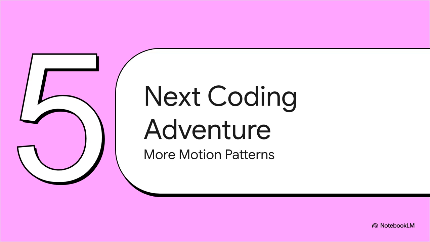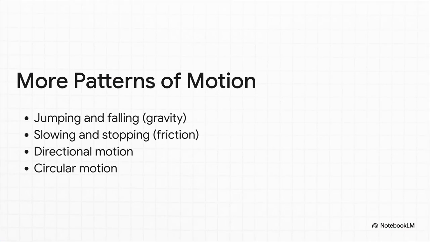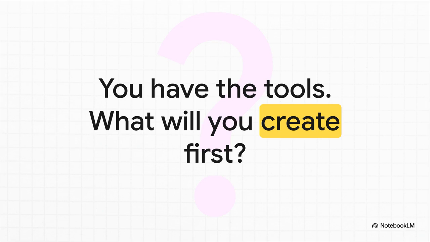So, now that you've got the basics down, where do you go from here? Well, your next adventure could be adding gravity, so your objects can jump and fall realistically. Or maybe you could add friction to make them slow down and stop on their own. You can start playing with motion in 2 dimensions, or even get things moving in circles. The possibilities really start to open up. So there you have it. You now have the fundamental tools to start animating anything you can imagine. These basic principles of motion are officially in your hands. So the only real question left is, what are you going to create first?